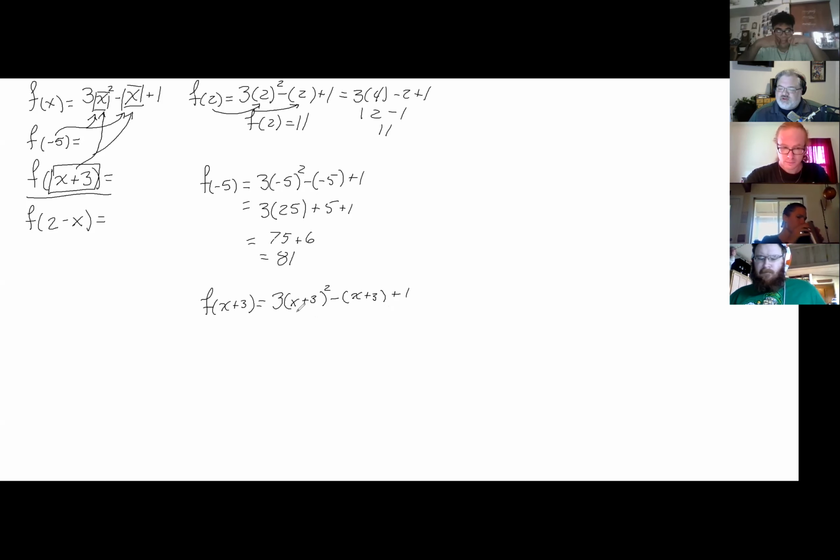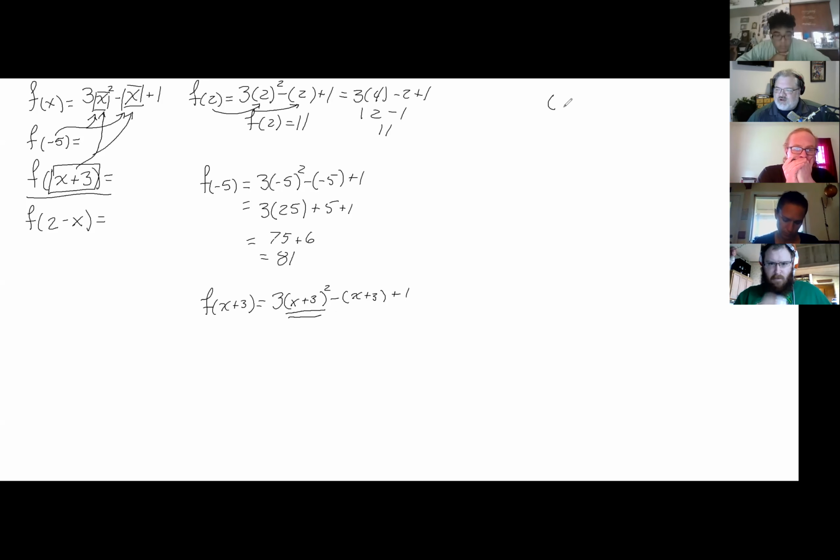So we do have to remember some of our tools here. This is usually the important part. Remember, we're squaring a binomial here. There's certainly a temptation to have this turn into x squared plus 9. But remember, of course, we can't do that.